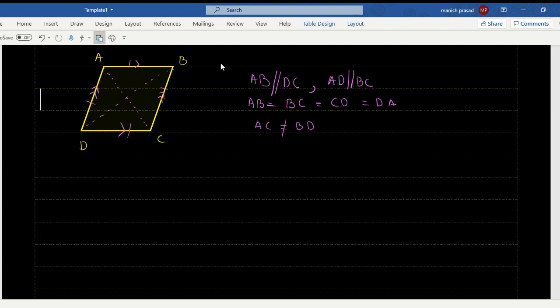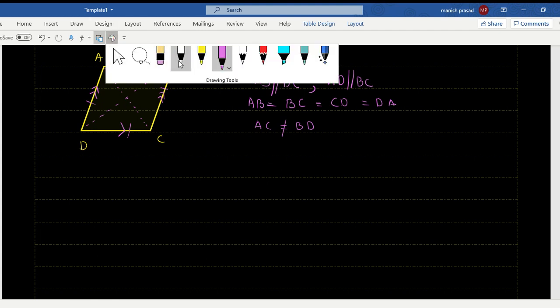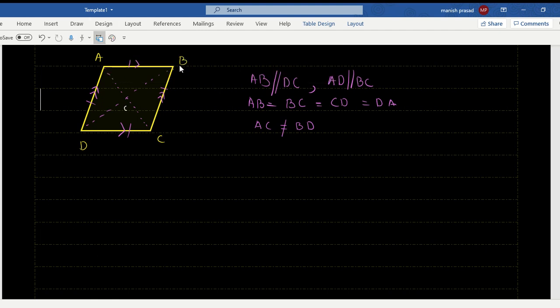But the diagonals bisect each other. They would bisect each other and they are perpendicular to each other. They would bisect and be what? Perpendicular to each other. So AO would be equal to what? AO would be equal to CO. BO would be equal to what?